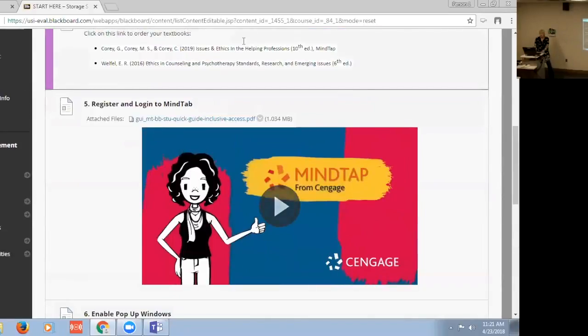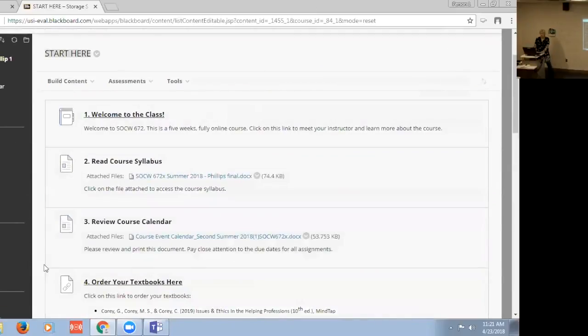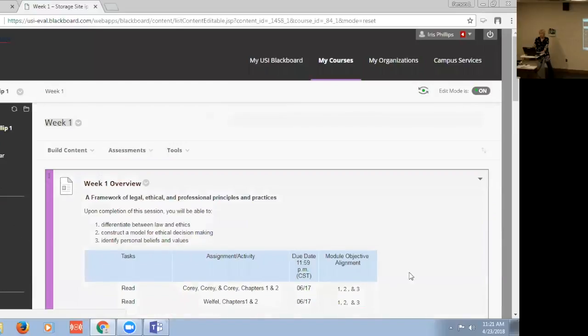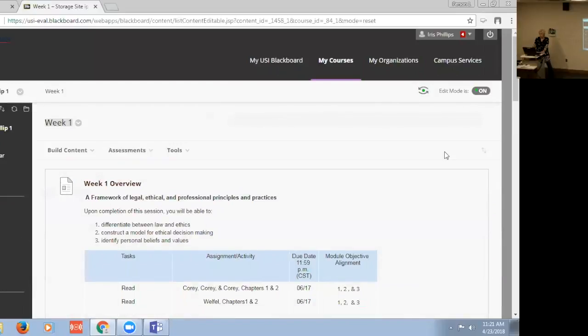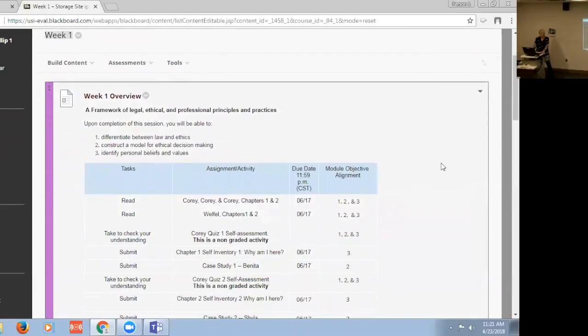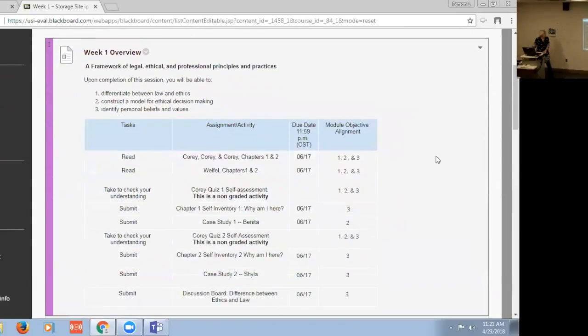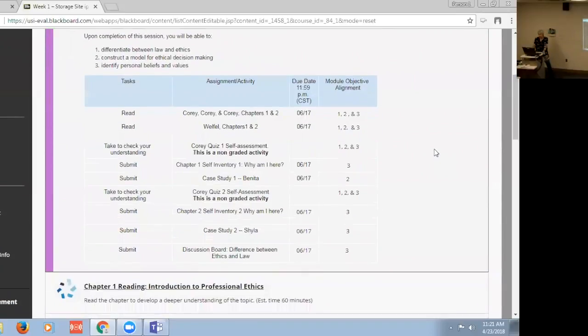So then we go to week one. We have an overview of week one with the same setup, because all of these courses are going to be standardized so that once they get into the sequence of courses for addiction, they don't have to figure out how to navigate each course. All the courses will be set up following this standard.